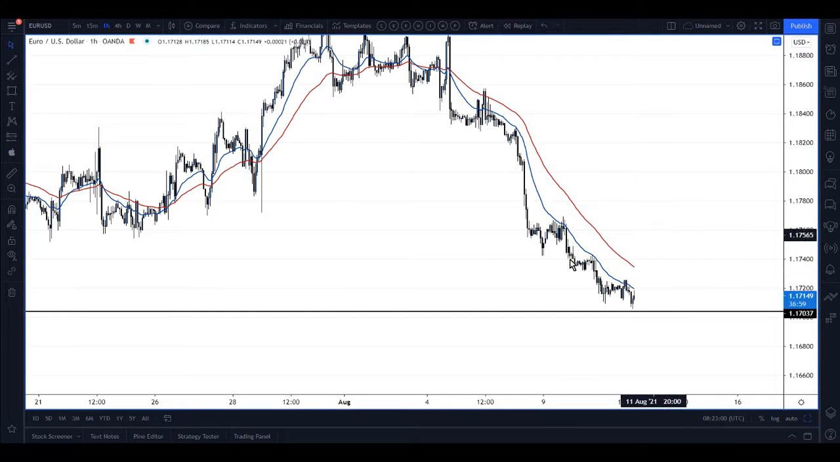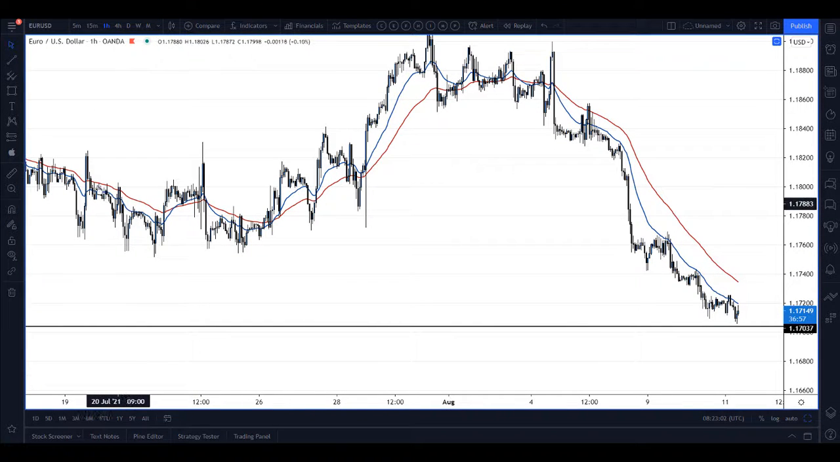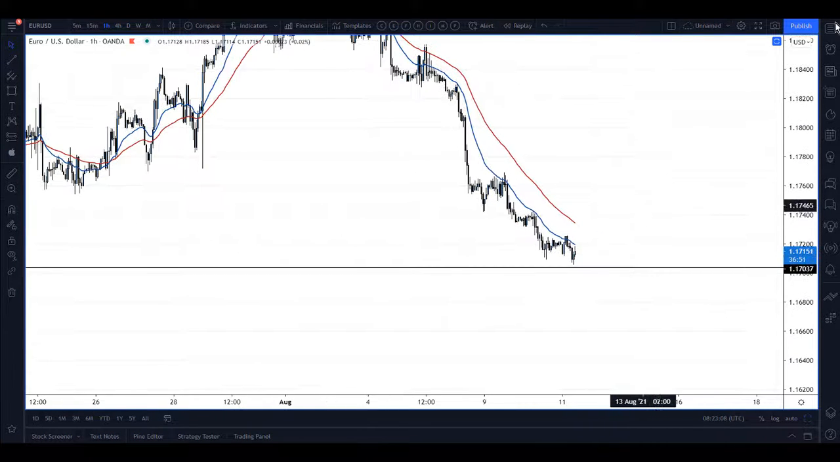Do we start to see buyers? Okay, that would be something like this, where we consolidate and then we start to see higher highs, higher lows, or do we actually break through? So something to keep your eyes on.